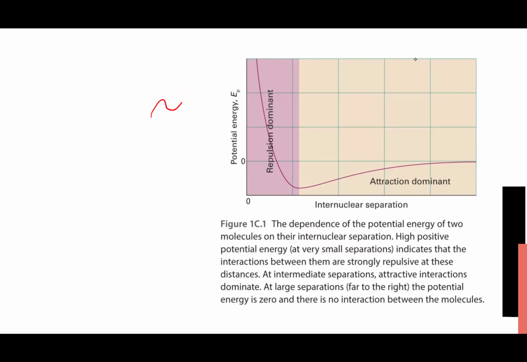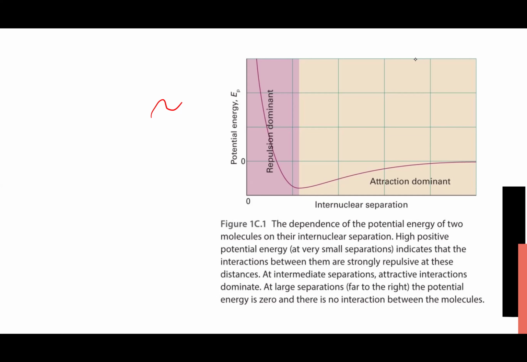So if we have a high positive potential energy at very small separations, this means that when things get too close, they're going to be strongly repelled from each other. But from long distances, they're going to be weakly attracted to each other. High positive potential energy indicates that the interactions between them are strongly repulsive.